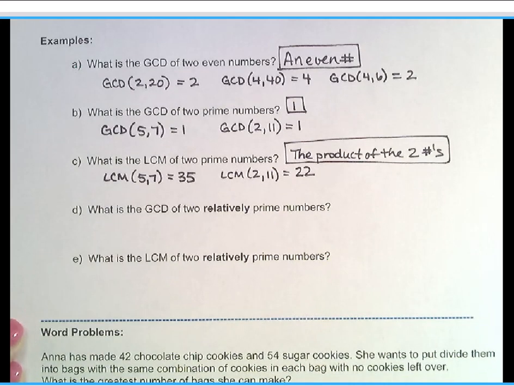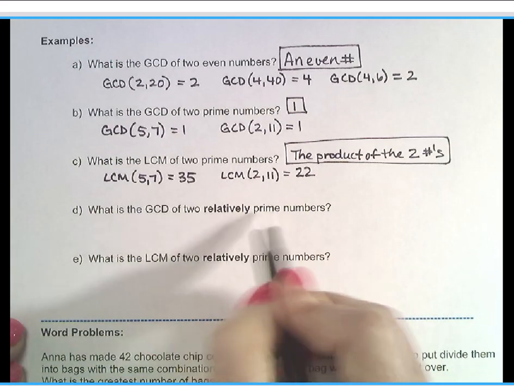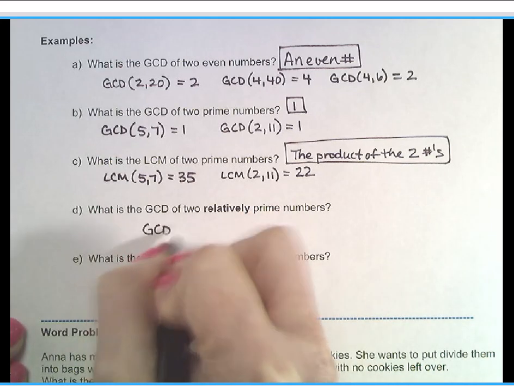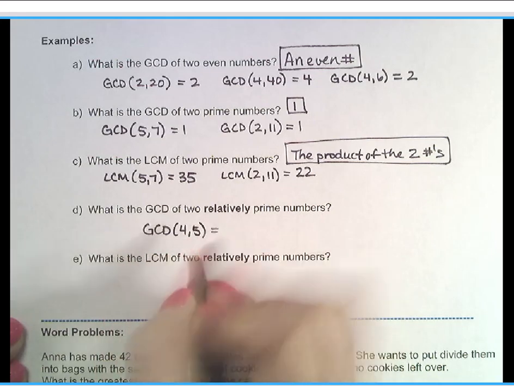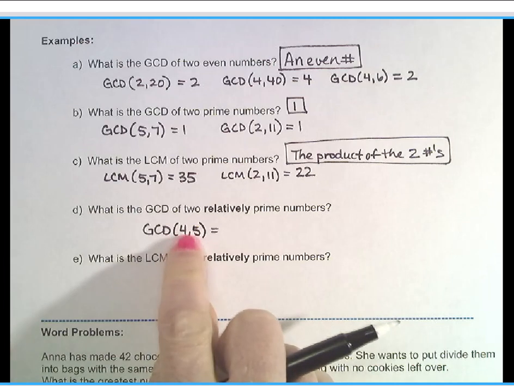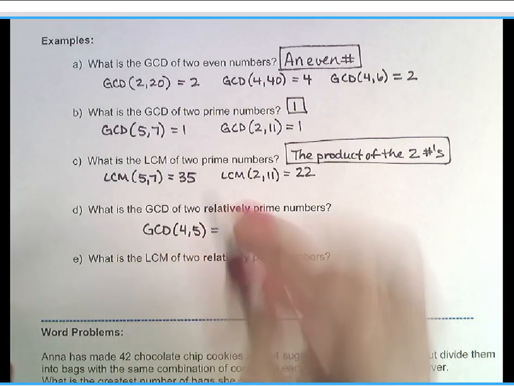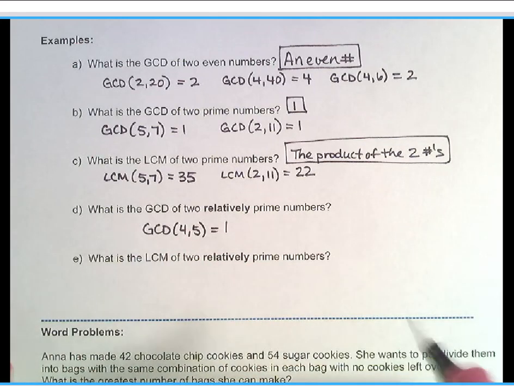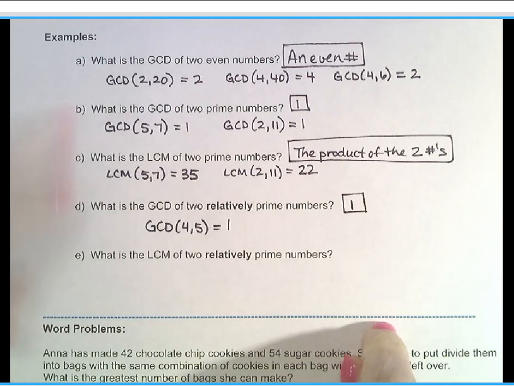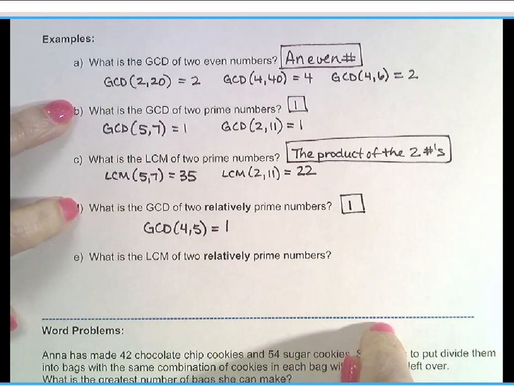Now what about relatively prime numbers? Relatively prime numbers mean that both numbers may not be prime per se, but relative to one another, they don't have any factors in common. So for example, what about 4 and 5? Those are relatively prime. 4 is not prime, 5 is. But together, they're prime relative to each other because the biggest number that divides into them is 1. And that's actually what makes them relatively prime. So the GCD of prime numbers and relatively prime numbers will always be 1.